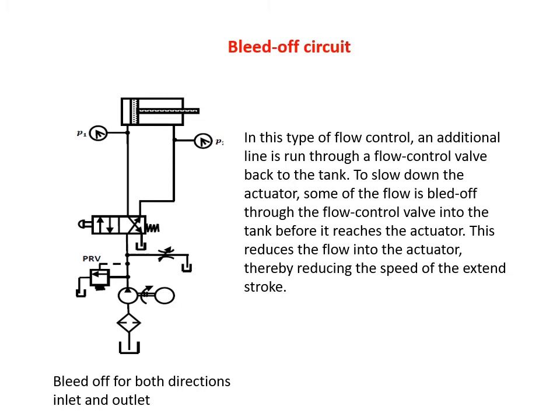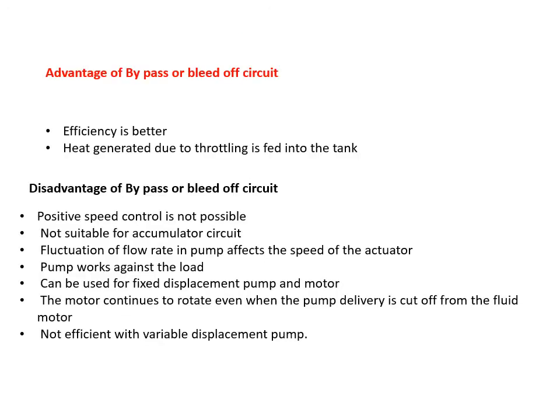So you can see that the fluid has this bleed line. From here the fluid will not directly go to the actuator. If the actuator speed is excessive, some of the fluid will pass to the tank through this particular route. This is also called the bleed off circuit, majorly used for speed control. It has better efficiency. Whatever heat is generated is fed back to the tank.